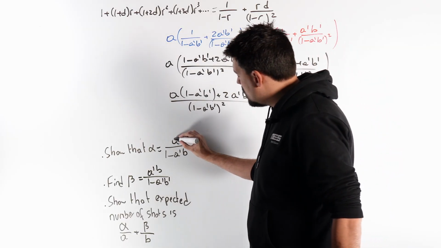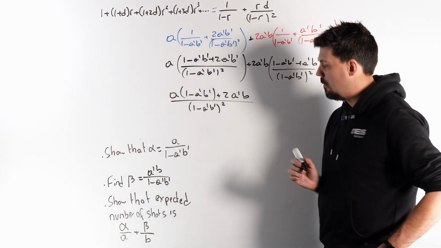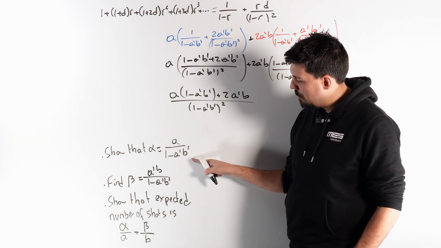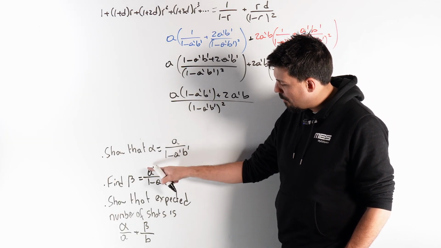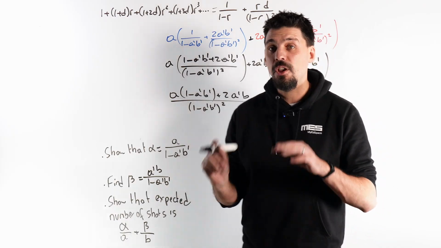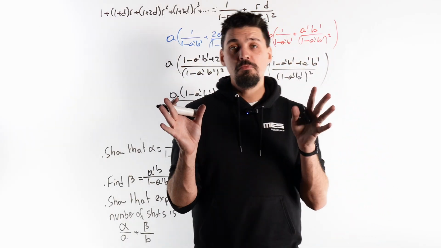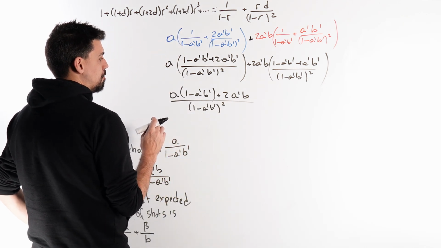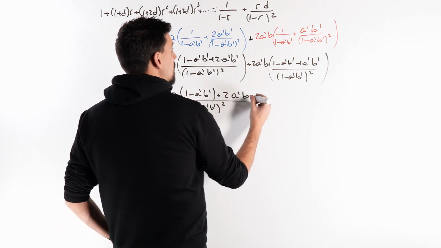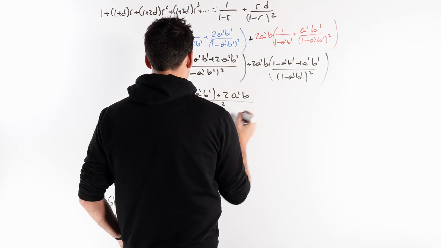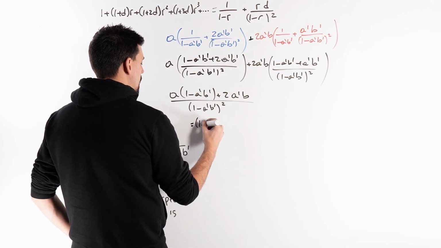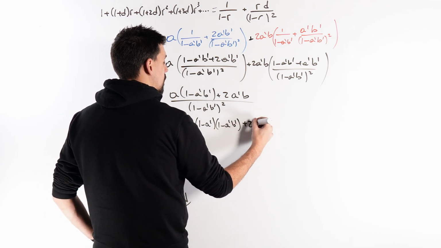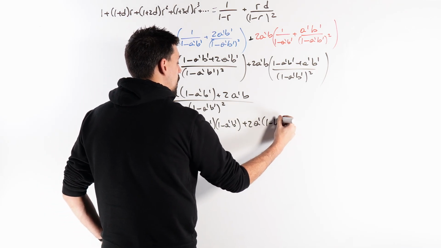Now, one thing to notice is to have a look at what it is that we want to get. So if we do alpha over A, I'm left with 1 over 1 minus A dash B dashed. And if I do beta over B, I'm left with A dashed over 1 minus A dash B dash. So importantly there are only dashes. So let's try and get rid of all the non-dashes. So this is going to be equal to, A is 1 minus A dashed, and B is 1 minus B dashed.